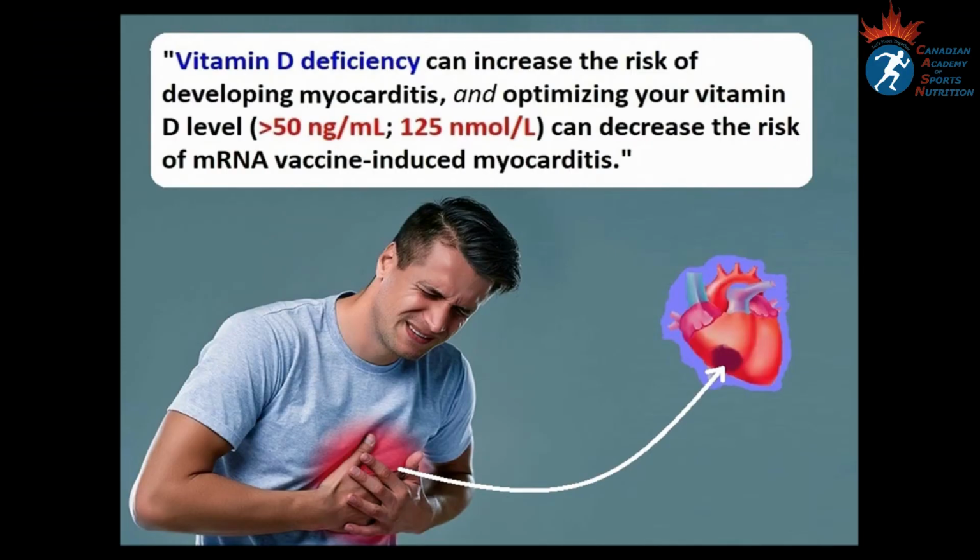So, based on what we have discussed so far, vitamin D deficiency can increase the risk of developing myocarditis. And optimizing your vitamin D level, keeping your vitamin D level above 50 nanograms per ml or 125 nanomol per liter, can decrease the risk of mRNA vaccine-induced myocarditis.